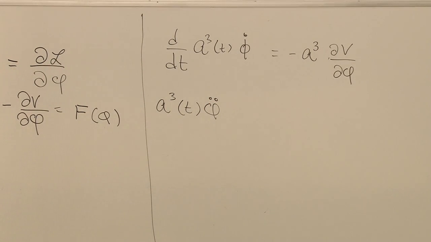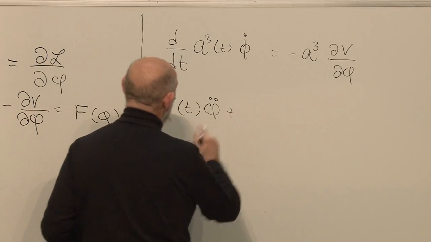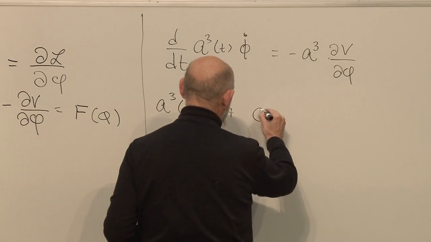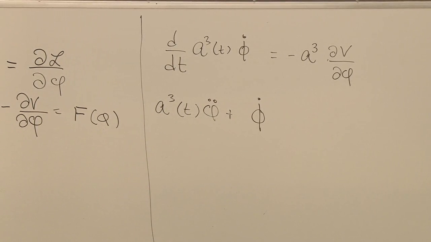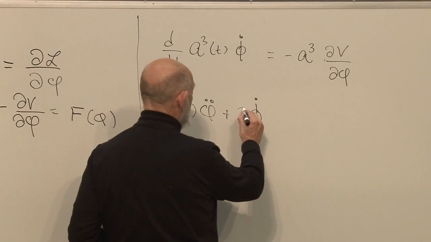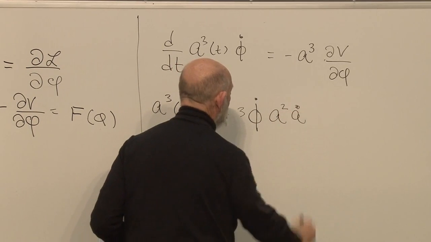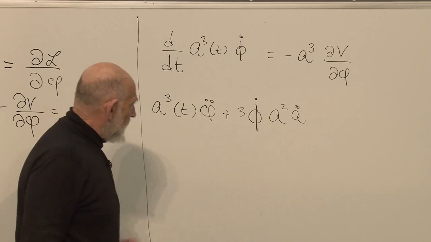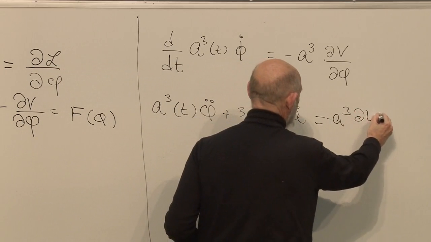Now, if that's all there were, again, we would cancel it from both sides of the equation, and we'd be just dealing with an ordinary particle. The second term is the time derivative of a cubed all times φ̇. So let's pull φ̇ outside over here and multiply it by the time derivative of a cubed. So the time derivative of a cubed is 3a squared ȧ. Time derivative, yeah, you get that. Okay, that's equal to a cubed times minus dV/dφ.